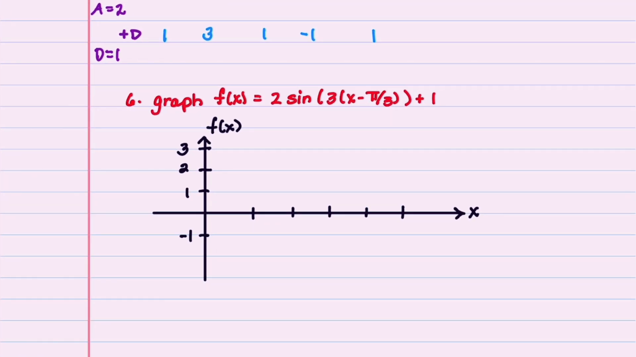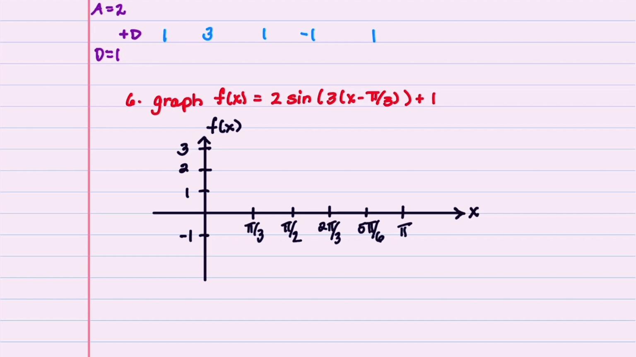Our last step is to construct the graph of our function. We'll begin by writing down the x values in our interval. We're going to start at pi over 3, we'll end at pi, and we'll plug in the values in between. Pi over 2, 2 pi over 3, and then 5 pi over 6.